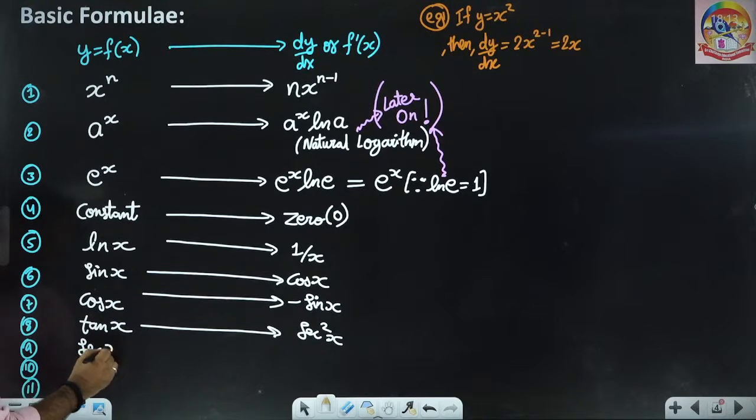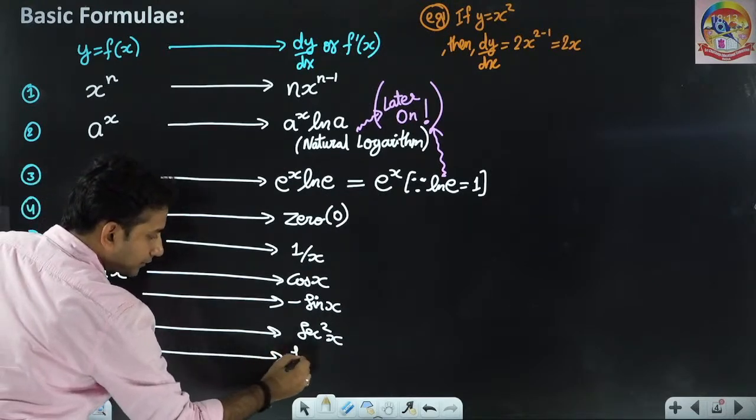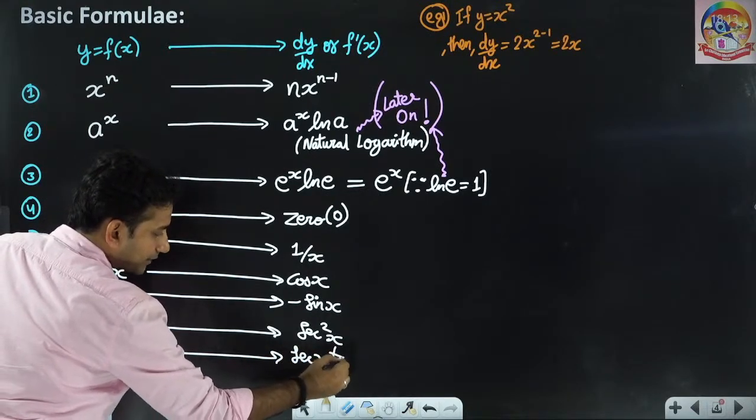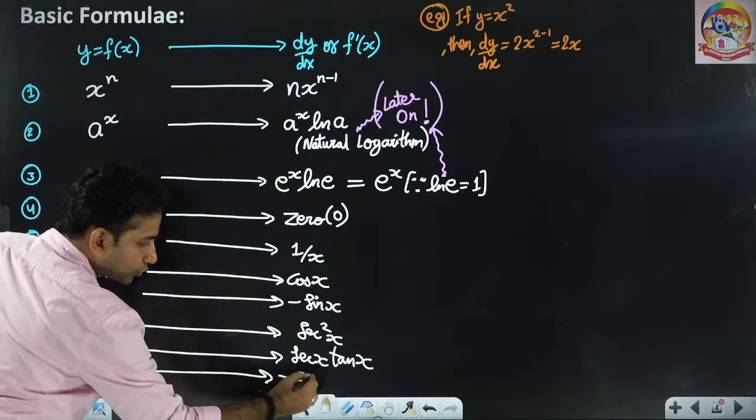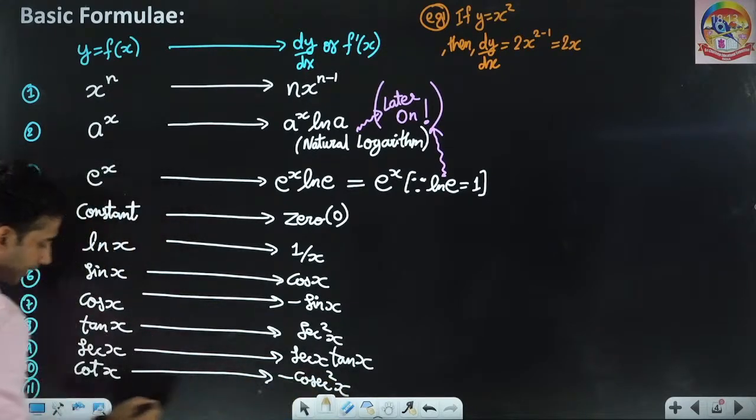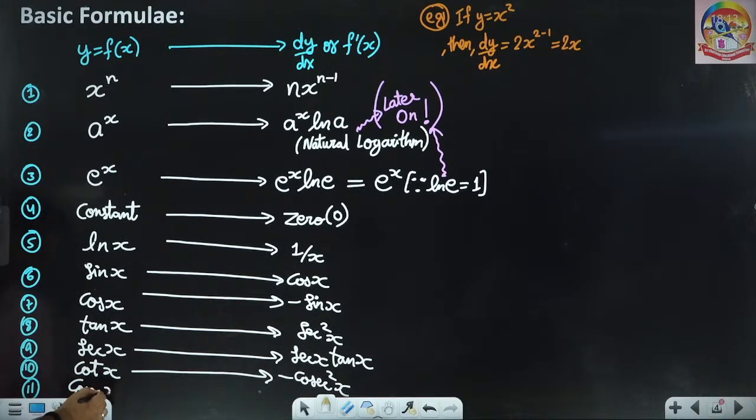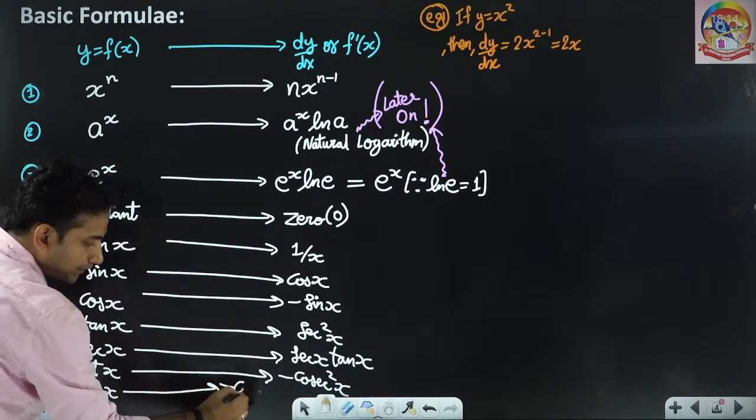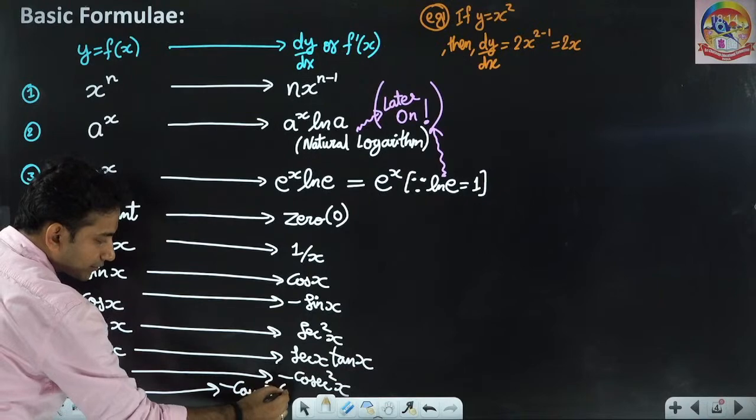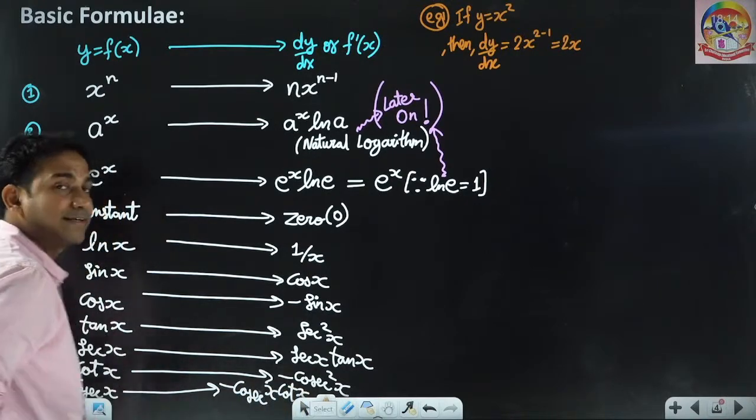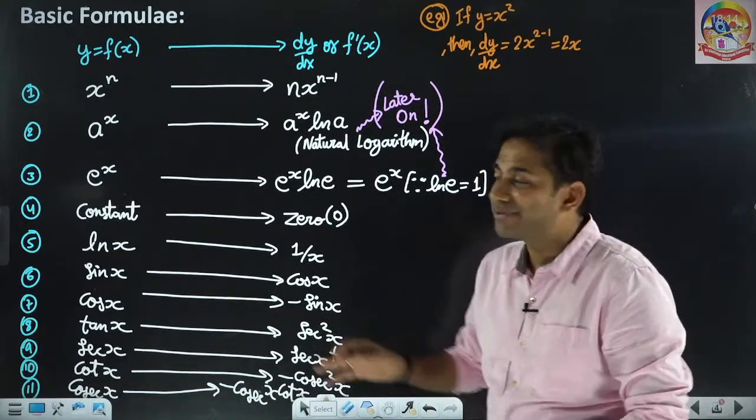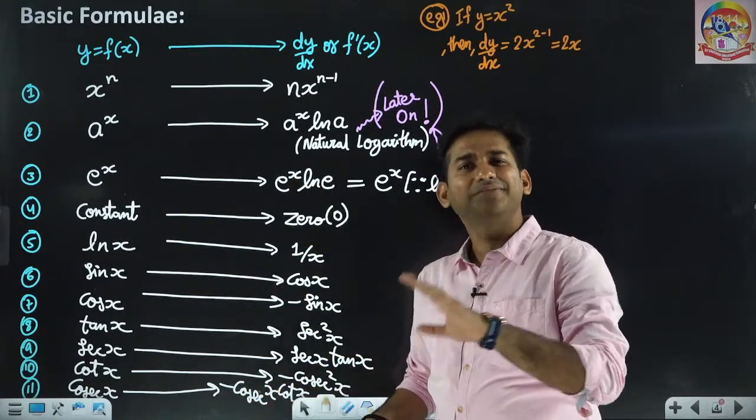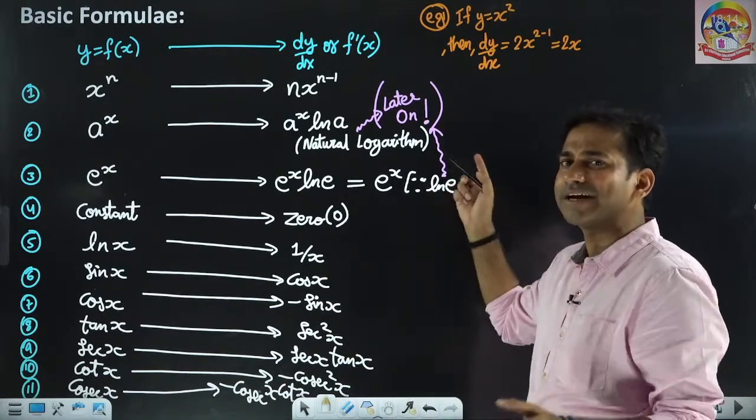And sec x derivative is sec x tan x. Similarly, cot x derivative is minus cosecant square x, and cosecant x derivative is minus cosecant x cot x. Alright, these are the 11 formulas which you have to remember right now. It looks big, but it is not at all big because we are going to practice a lot.